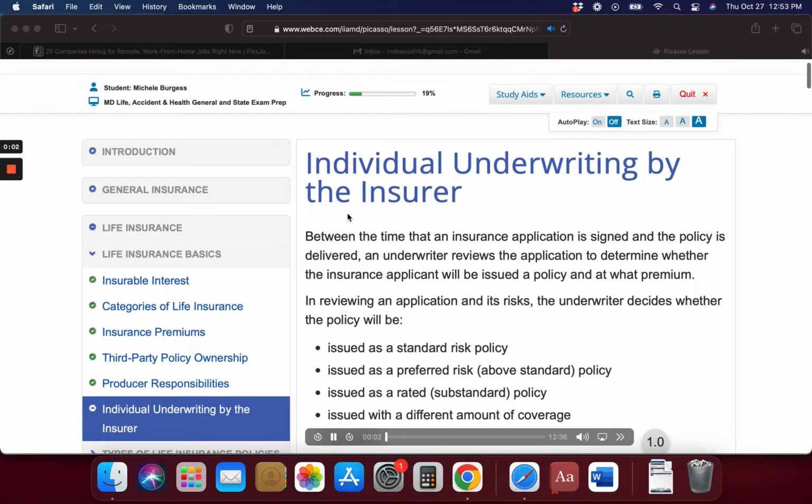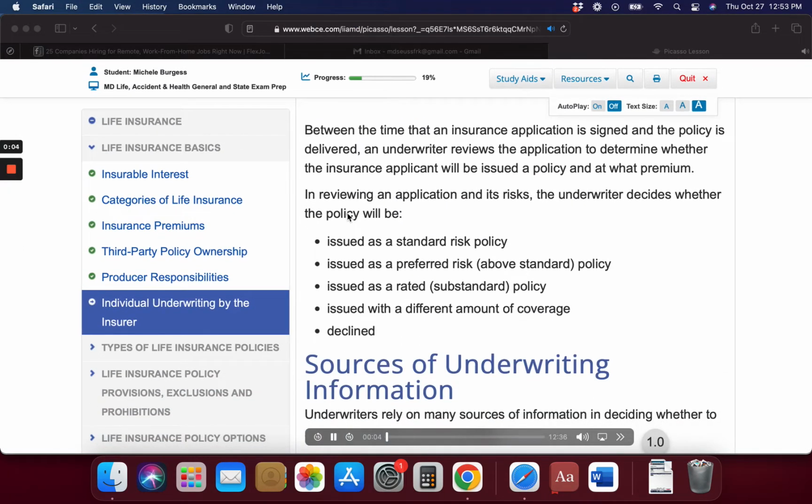by the insurer. Between the time that an insurance application is signed and the policy is delivered, an underwriter reviews the application to determine whether the insurance applicant will be issued a policy and at what premium. In reviewing an application and its risks, the underwriter decides whether the policy will be issued as a standard risk policy, issued as a preferred risk, above standard, policy, issued as a rated, substandard, policy, issued with a different amount of coverage, or declined.